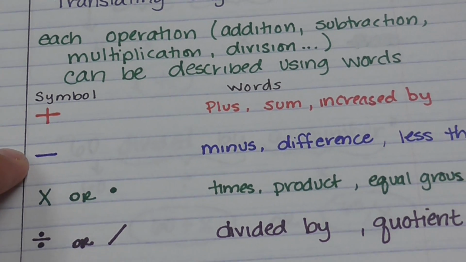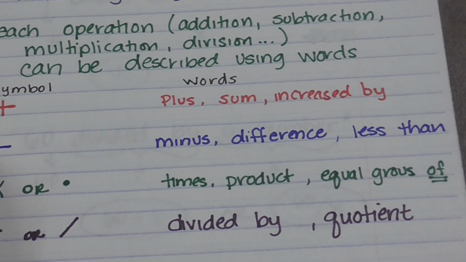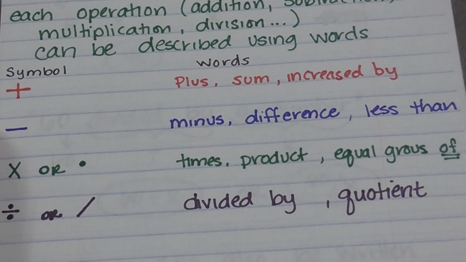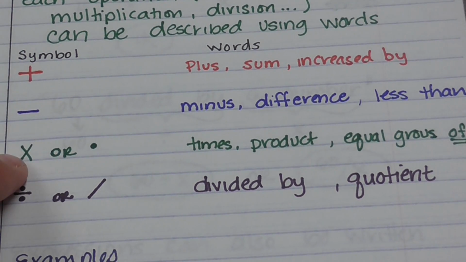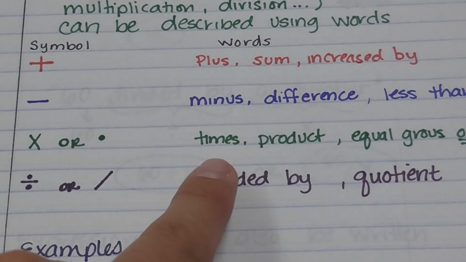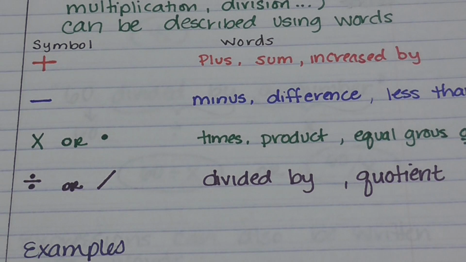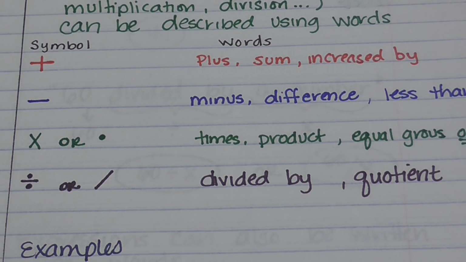Then you've got subtraction. So you could use the words minus, less than, difference between 2. For multiplication, you've got the x times, or what we're going to use more of is this dot that means times, or the product of two quantities, or equal groups of, groups with a P.